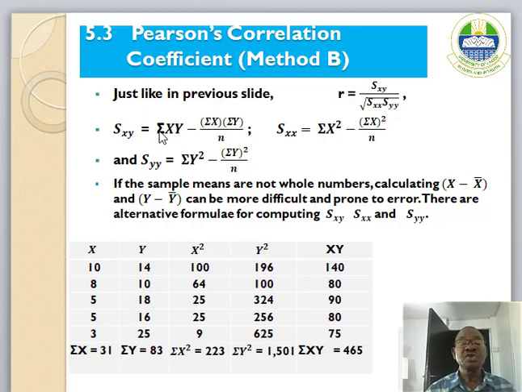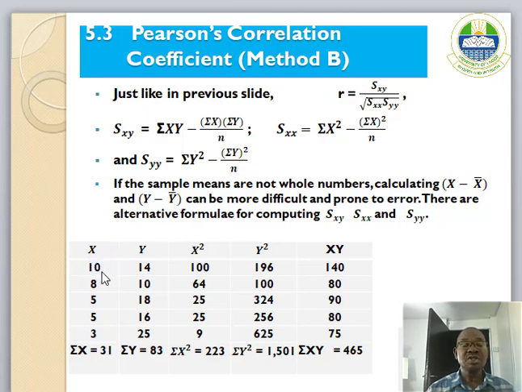SXY is equal to the sum of XY minus the sum of X multiplied by the sum of Y divided by N. SXX is the sum of X squared, that is, square the X's before adding, minus the square of the sum of X's. Then similarly SYY. This formula is useful when X bar or Y bar are not whole numbers. It makes the work easier.